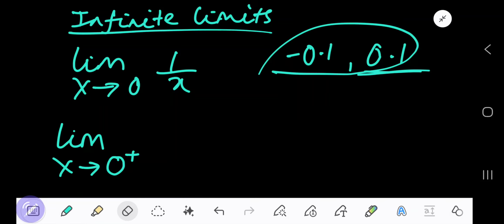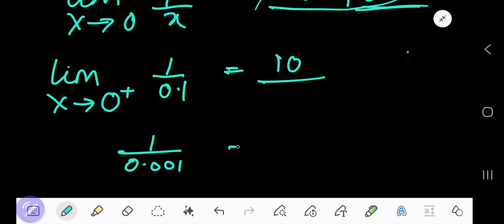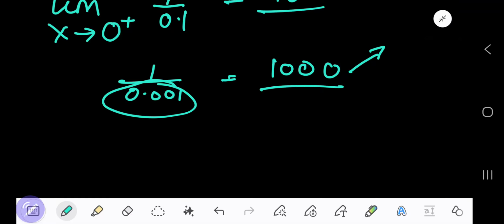So we're plugging in a value from the right side. If we plug in a value like 0.1, then 1 over 0.1 is equal to 10. Suppose we plug in an even closer value, 0.001. This would be equal to 1000, I think. Yeah. So you can see, as we plug in values closer to 0 from the right side, the function's value keeps on increasing.